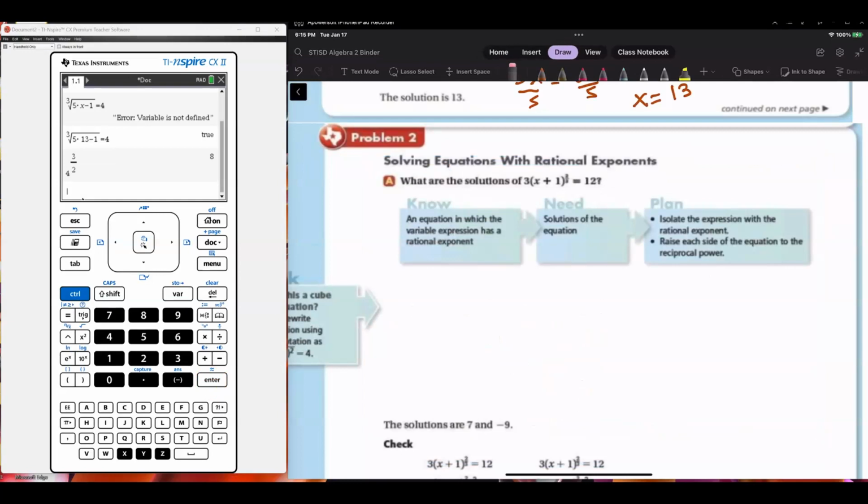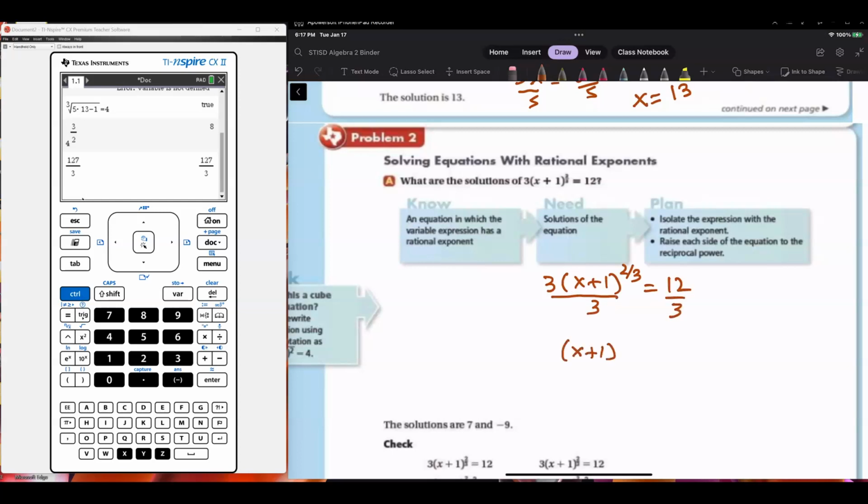Okay, example 2. We're going to go ahead and do problem 2. Solving equations with rational exponents. What are the solutions of 3 times x plus 1 raised to the 2/3 is equal to 12. So before we deal with the fraction exponent, we're going to divide by 3 on both sides. So we have x plus 1 raised to the 2/3 power is equal to 4.